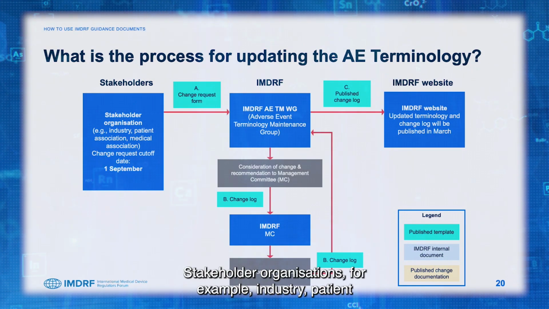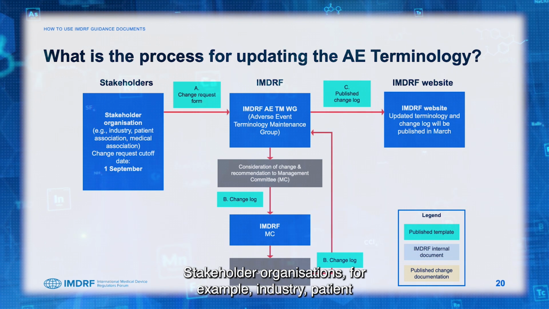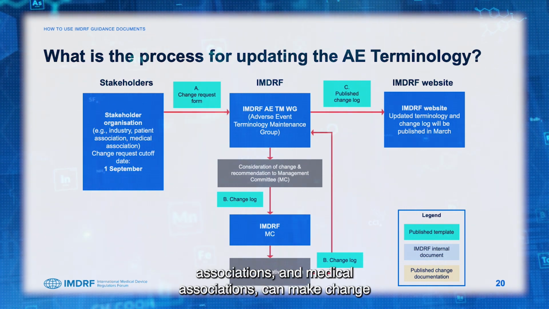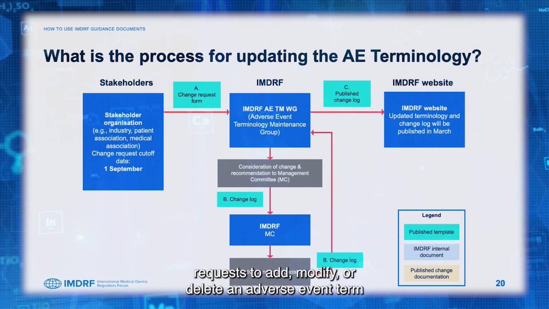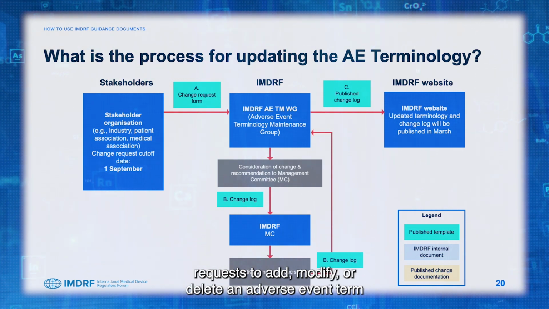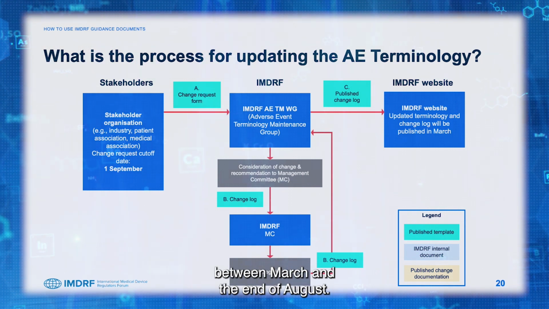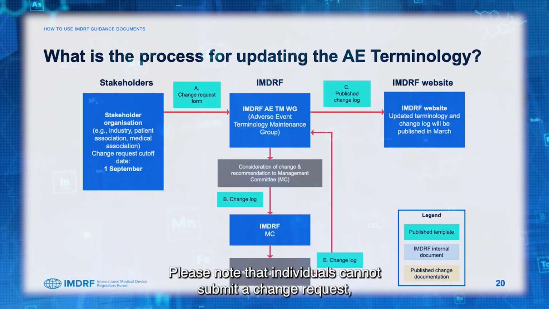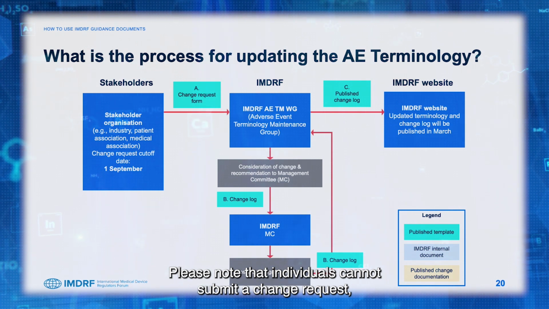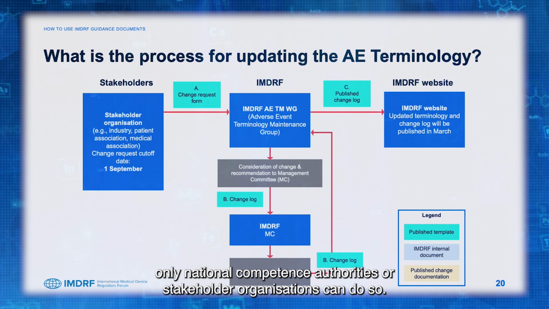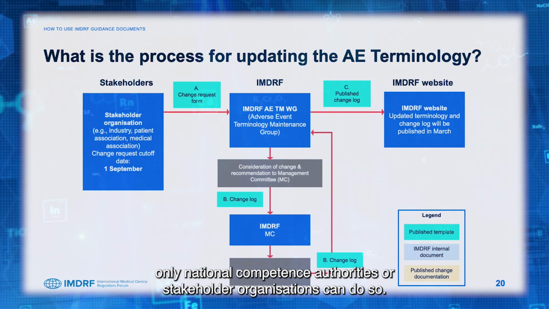Stakeholder organizations, for example, industry, patient associations, and medical associations can make change requests to add, modify, or delete an adverse event term between March and the end of August. Please note that individuals cannot submit a change request. Only national competent authorities or stakeholder organizations can do so.